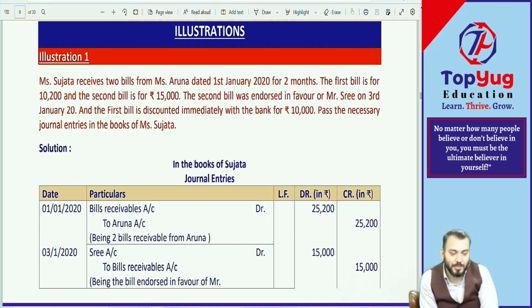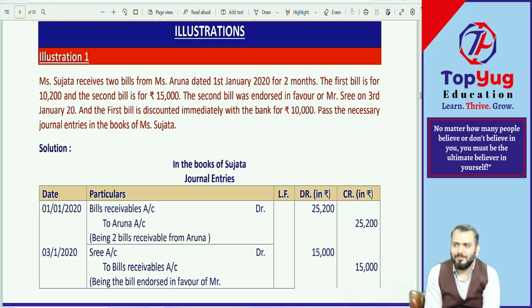I will read. Miss Sujata received 2 bills. One journal entry. To receive 2 bills from Miss Aruna, dated 1st Jan 2020 for 2 months. Means both the bills were dated 1st Jan and both are for 2 months. So can I say both bills' maturity date remains the same? The first bill is for 10,200 and the second bill is for 15,000.